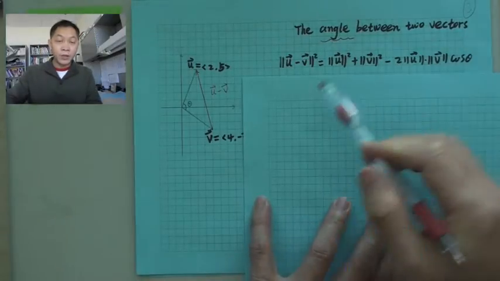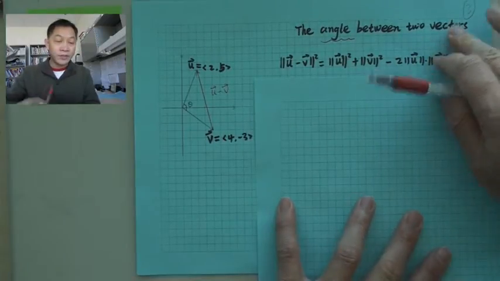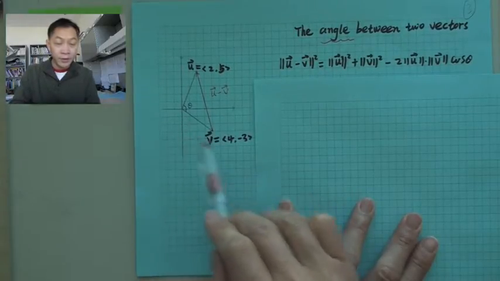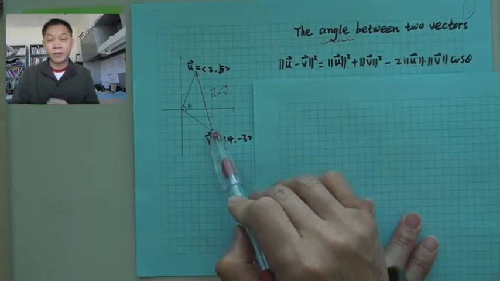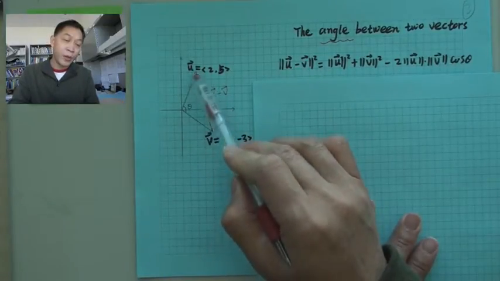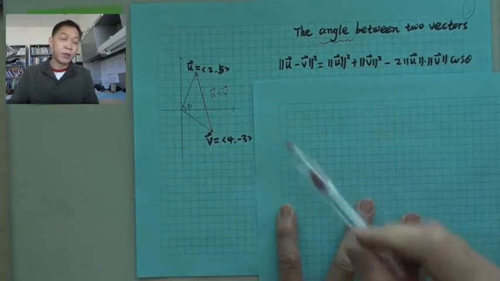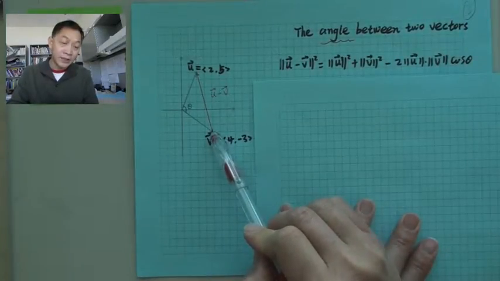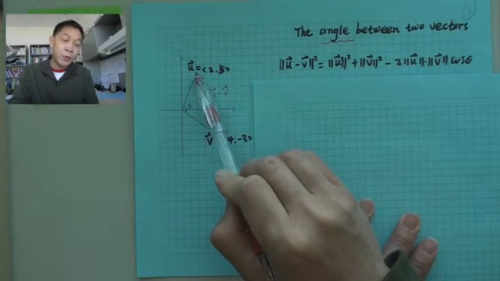Let's say u is 2, 5, this vector, and v is 4, negative 3. That's 1, 2, 3, 4, and the negative 3 is this one. So we have 2 vectors. Then you know u dot u is this length squared, and v dot v is this length squared. And we know u minus v is the new vector starting from the ending point of v and ending at the ending point of u.